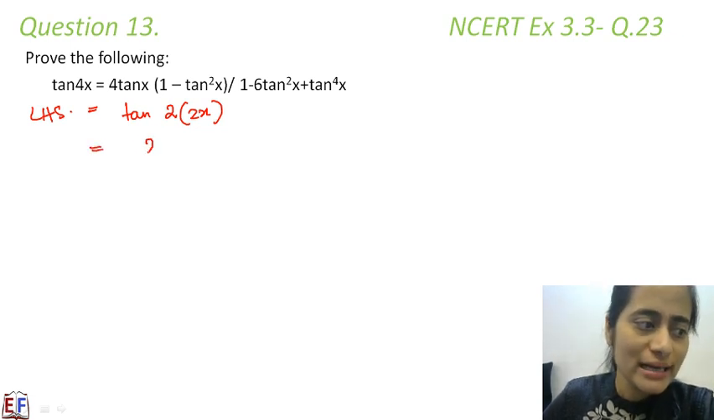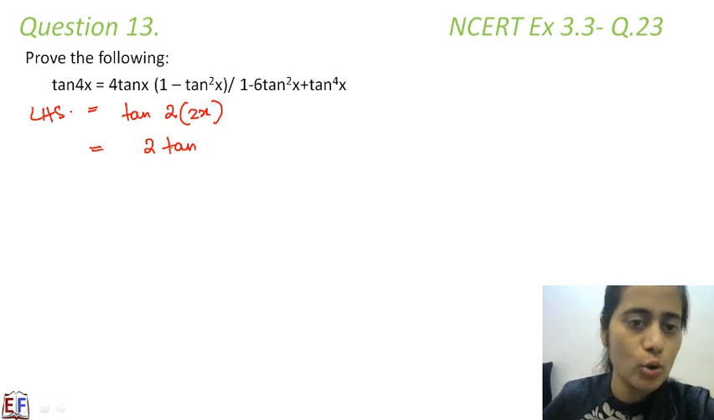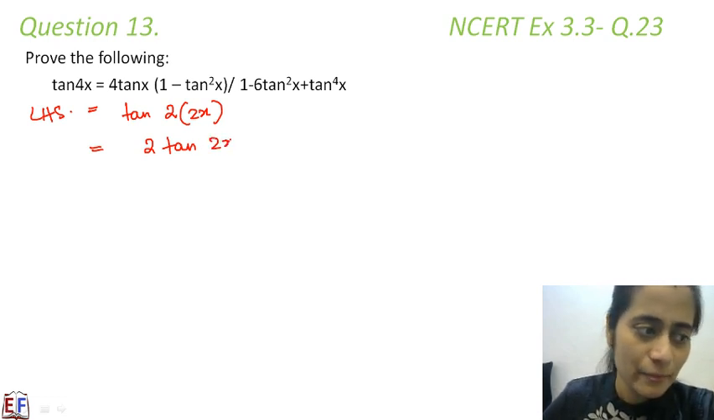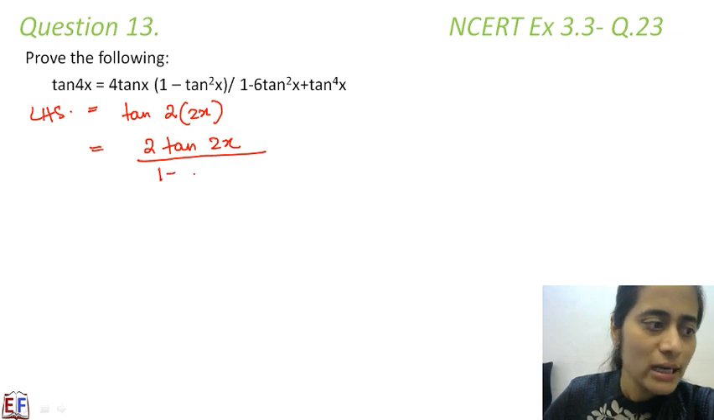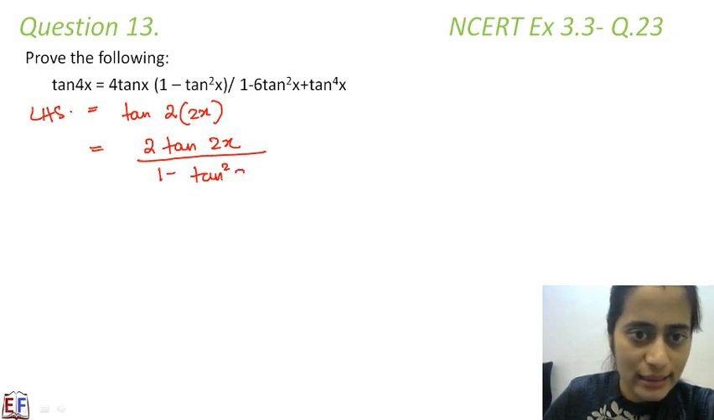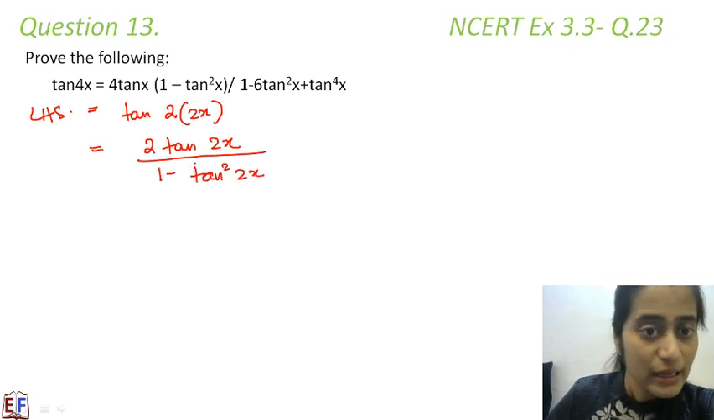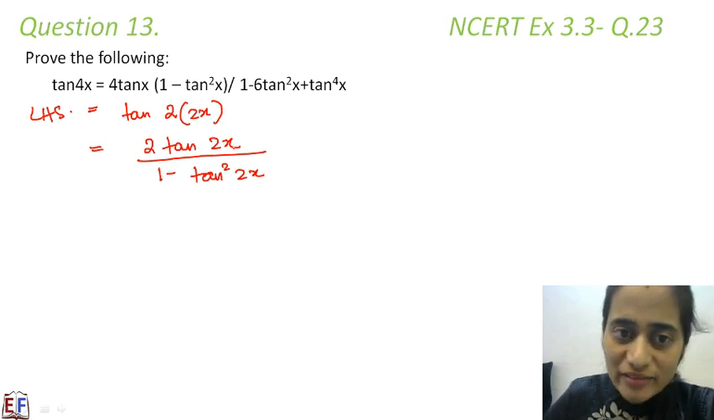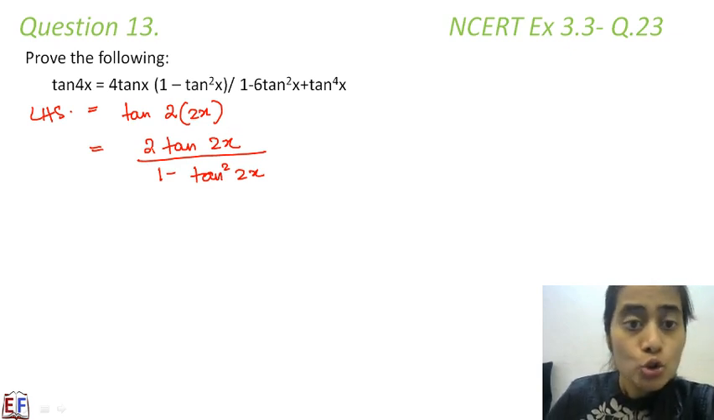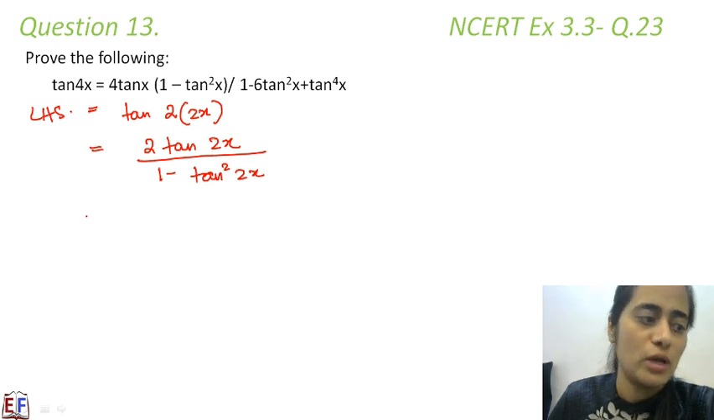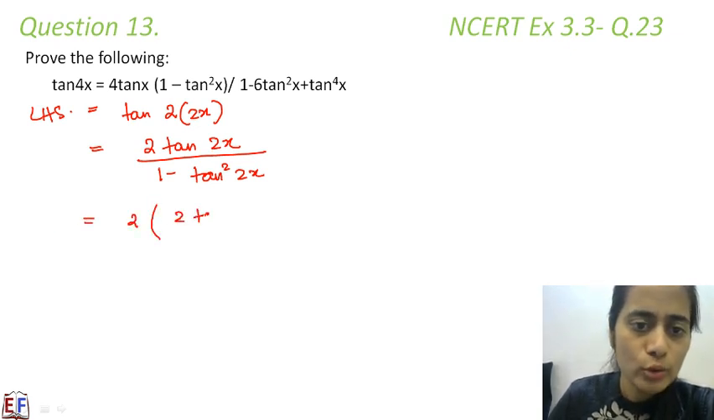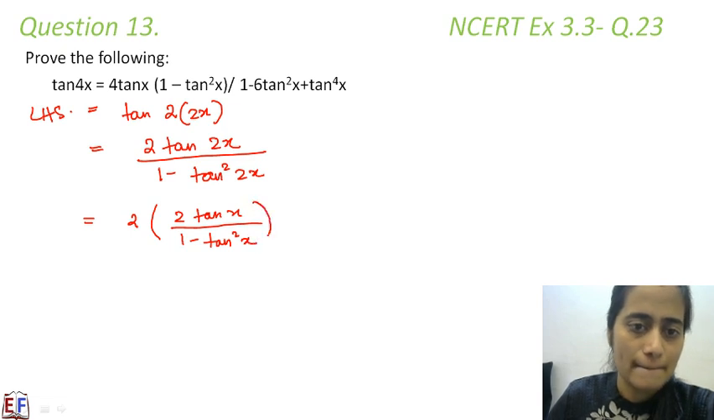So tan 2 theta or tan 2x, whatever you call it, is 2 tan theta divided by 1 minus tan square theta. Right? Now, if you look at this, here again you have this tan 2x thing. So we will again break it down using the formula. So this will become 2 into 2 tan x divided by 1 minus tan square x.